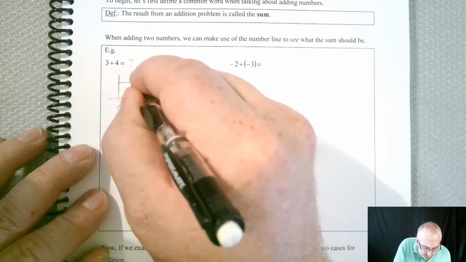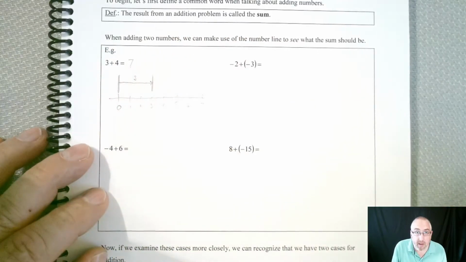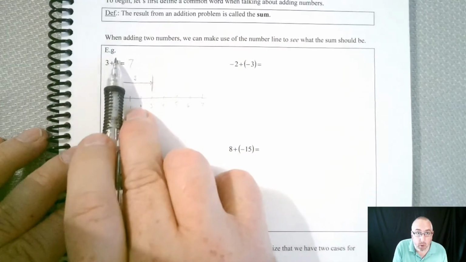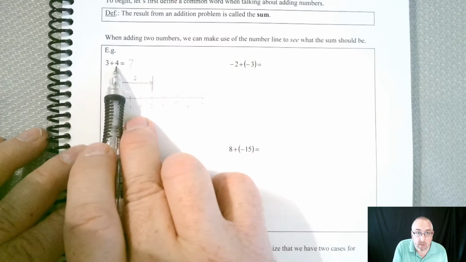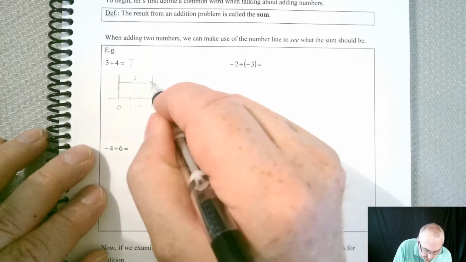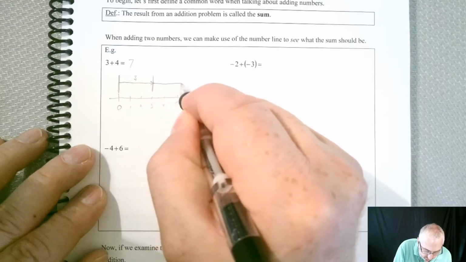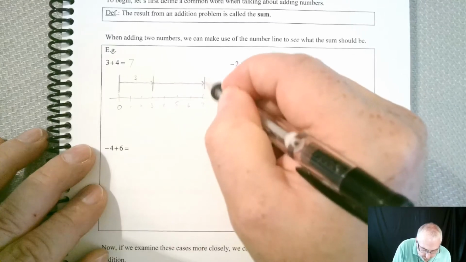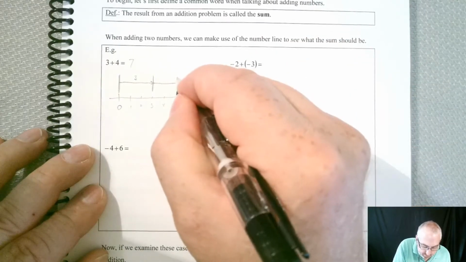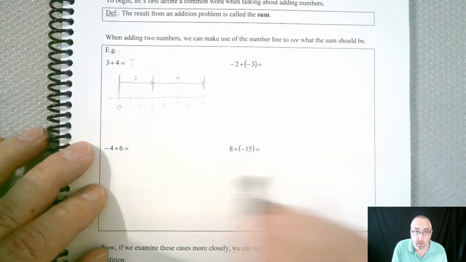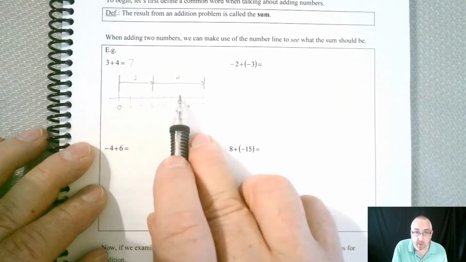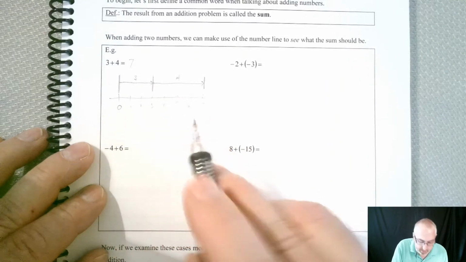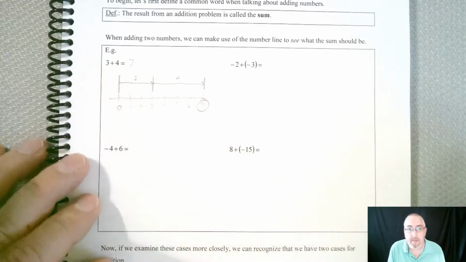So we're going over 3. But then the problem says I want you to go an additional 4 units to the right, because again, it's positive 4. So now we keep going from where we left off, and we want to go 4 more units. That stops us at 7. So we went 3 units to the right initially, we went 4 more units to the right, so we ended up at 7.